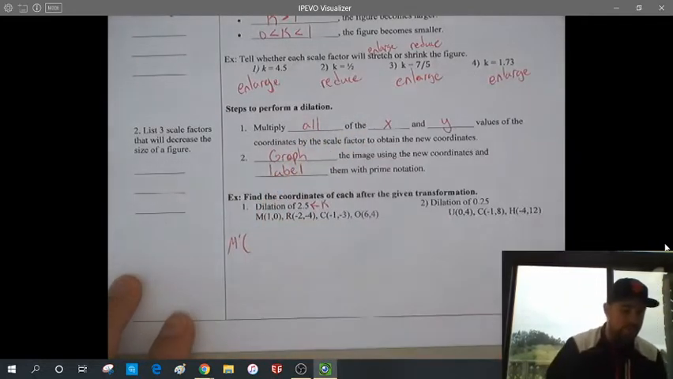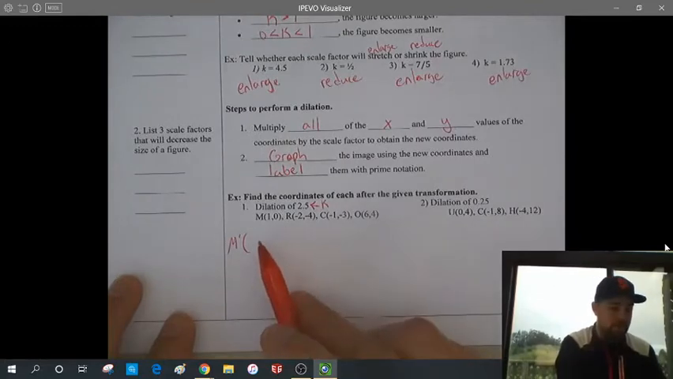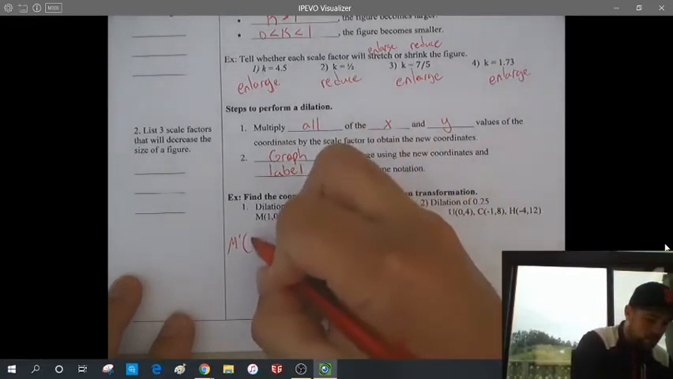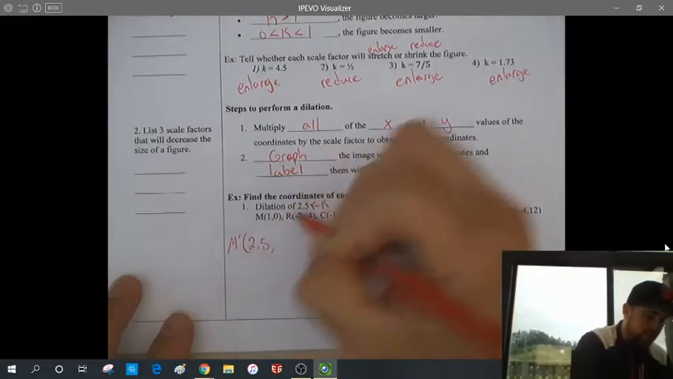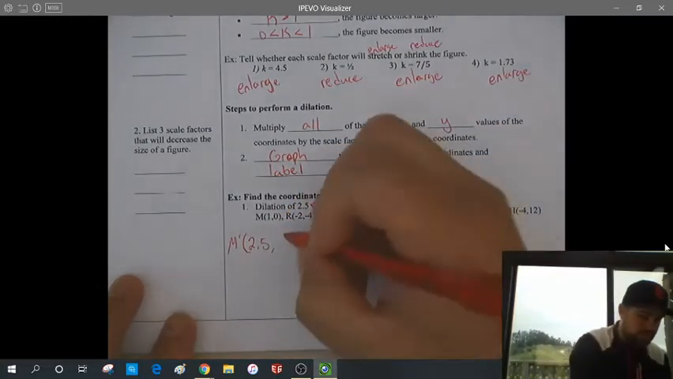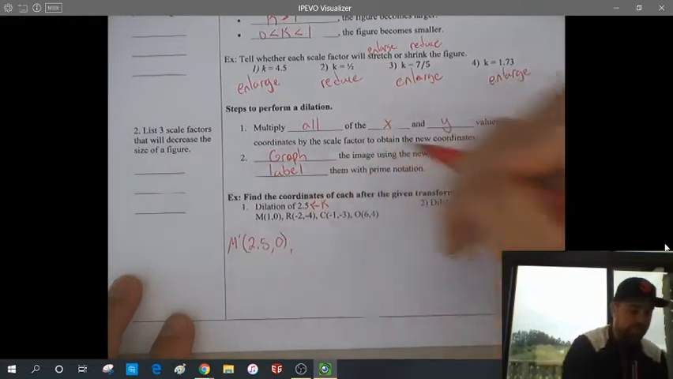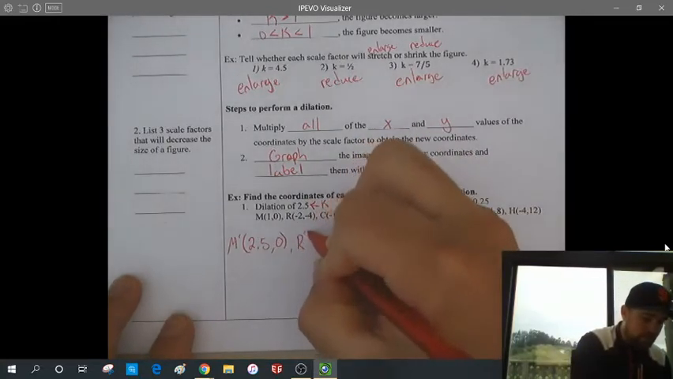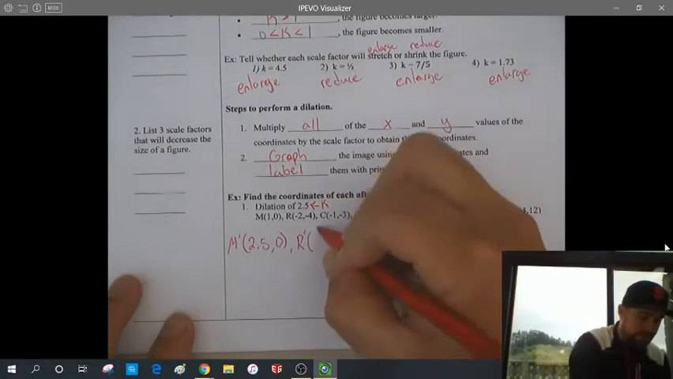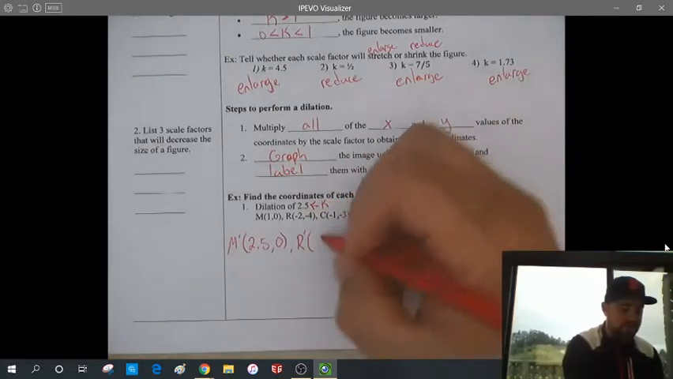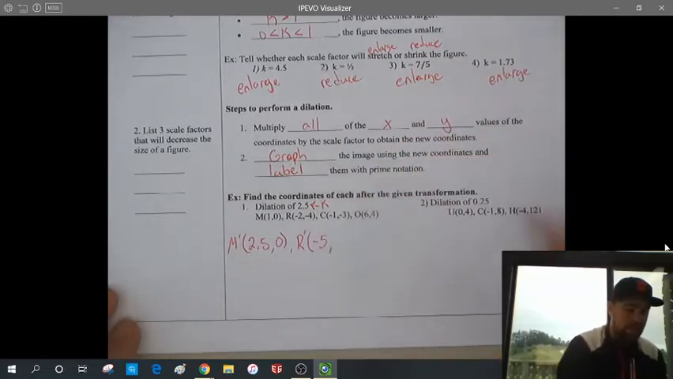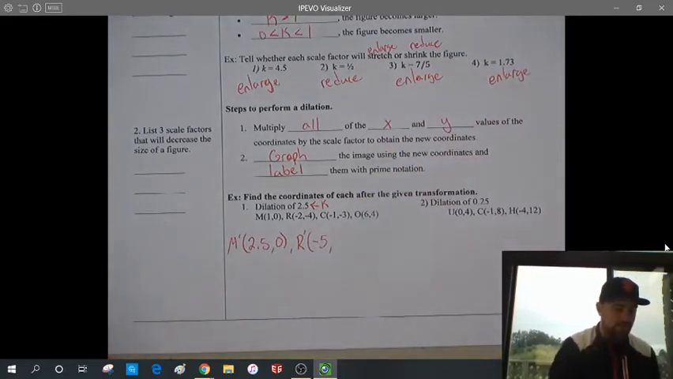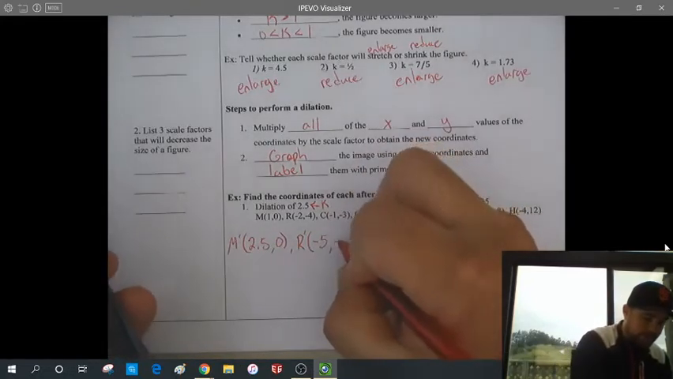So M prime then, if M was at (1, 0), 1 times 2.5 is just going to make 2.5. 0 times 2.5, still 0. So M prime would be at (2.5, 0). R prime is going to be negative 2 times 2.5, and so that should give us negative 5. And then negative 4 times 2.5 should give us, yeah, negative 10.